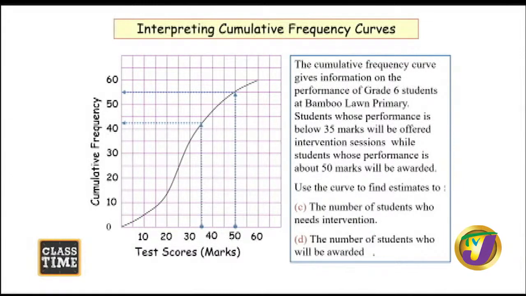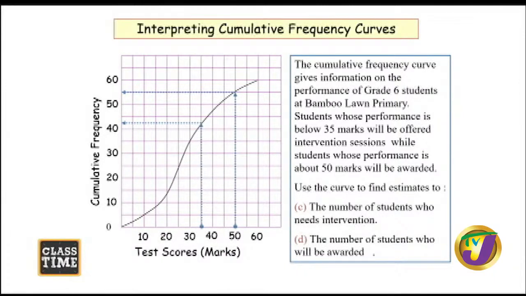So how many students are in the class? 60. How many out of the 60 need intervention? Approximately 43. And how many are going to be awarded? All right, I see my mistake. It's not 55. There are 60 students in the class, and if it's approximately 55, I would have to subtract.